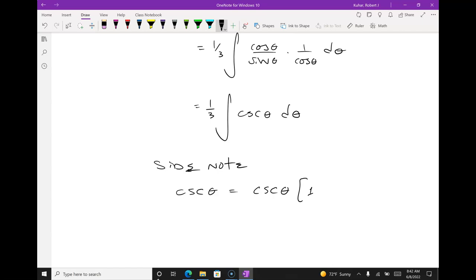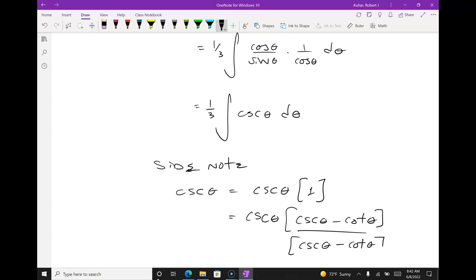And the version of 1 I'm going to use is in my answer. It's cosecant minus cotangent. So I'm doing cosecant of theta times cosecant theta minus cotangent of theta over itself. And this is one of the tricks that you just have to adopt. The same trick is going to happen in that secant cubed problem. There's a secant cube problem in the trig integrals that I'd like you to try. It's very tricky, and it involves a trick like this.